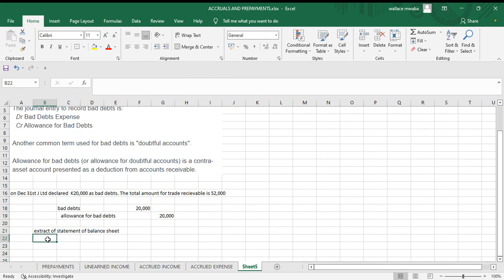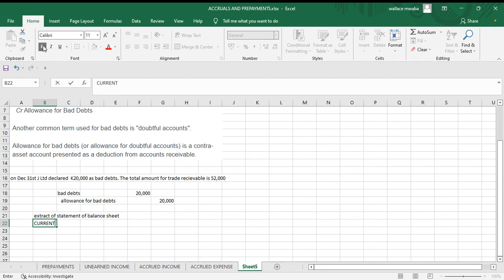So you're going to have here current assets. In your current assets, you're going to have your receivables, your trade receivables. You're going to put here 52,000.